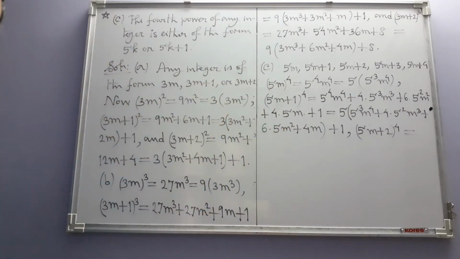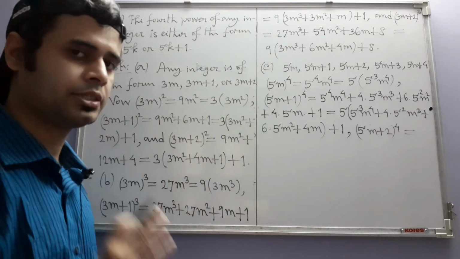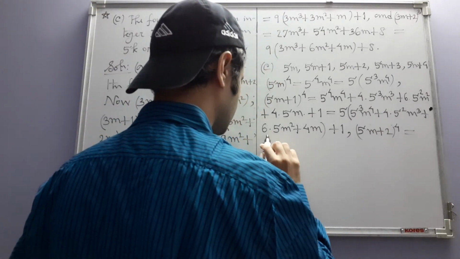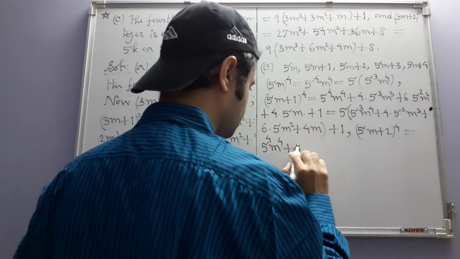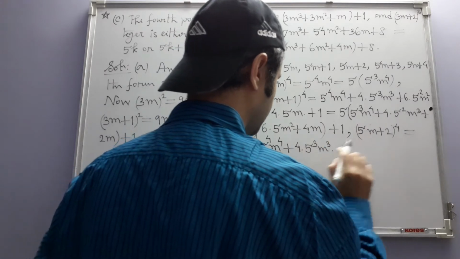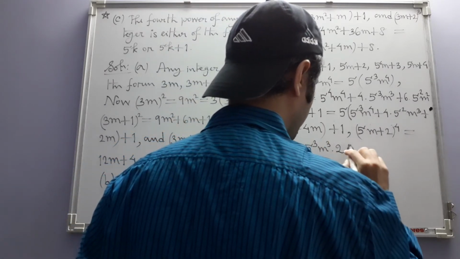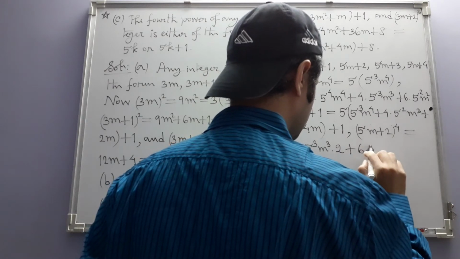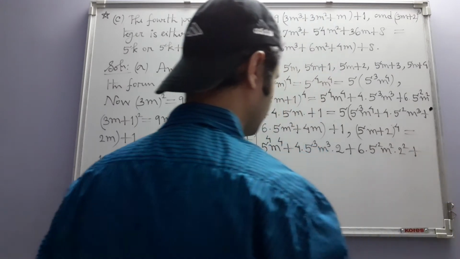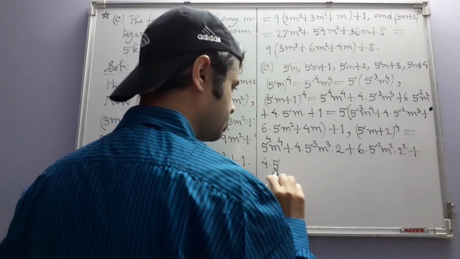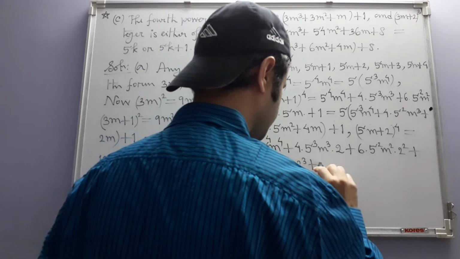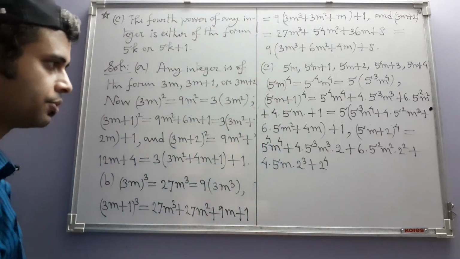Let's just carry out all these expansions, and then we will notice something about these calculations. 5 to the power 4 m to the power 4 plus 4 times 5 cube m cube. This time we have to write it because we have 2, we don't have 1. Plus 6 times 5 square m square times 2 square plus 4 times 5m times 2 cube plus 2 to the power 4.